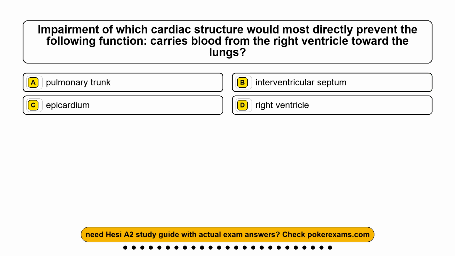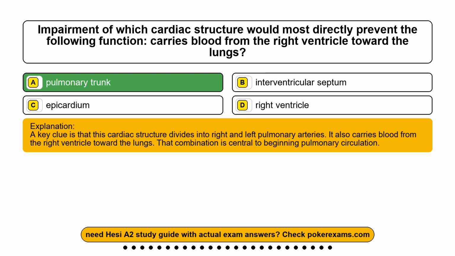Question 6. Impairment of which cardiac structure would most directly prevent the following function? Carries blood from the right ventricle toward the lungs. Option A, pulmonary trunk. Option B, interventricular septum. Option C, epicardium. Option D, right ventricle. The correct answer is option A, pulmonary trunk.